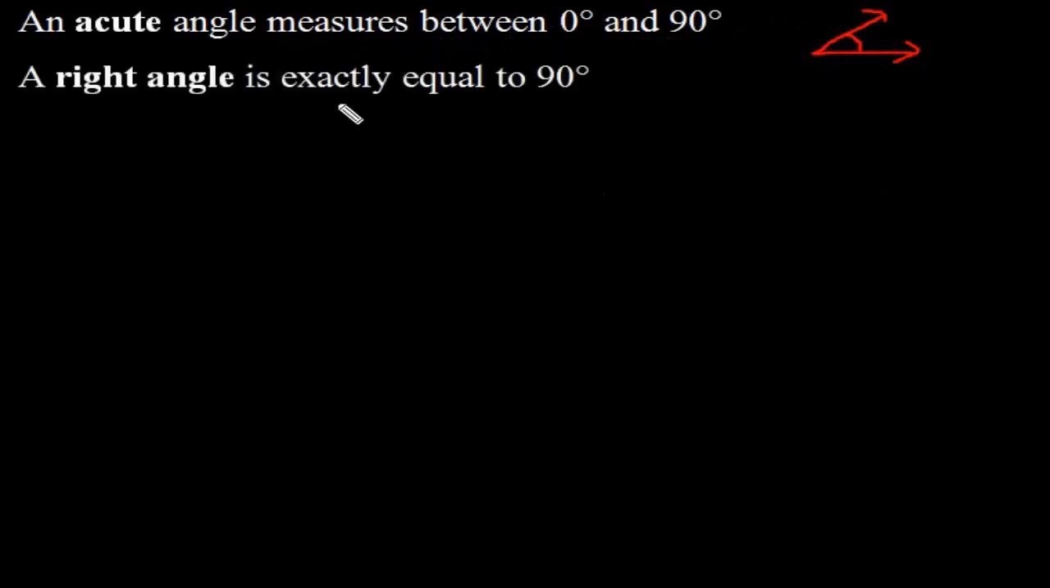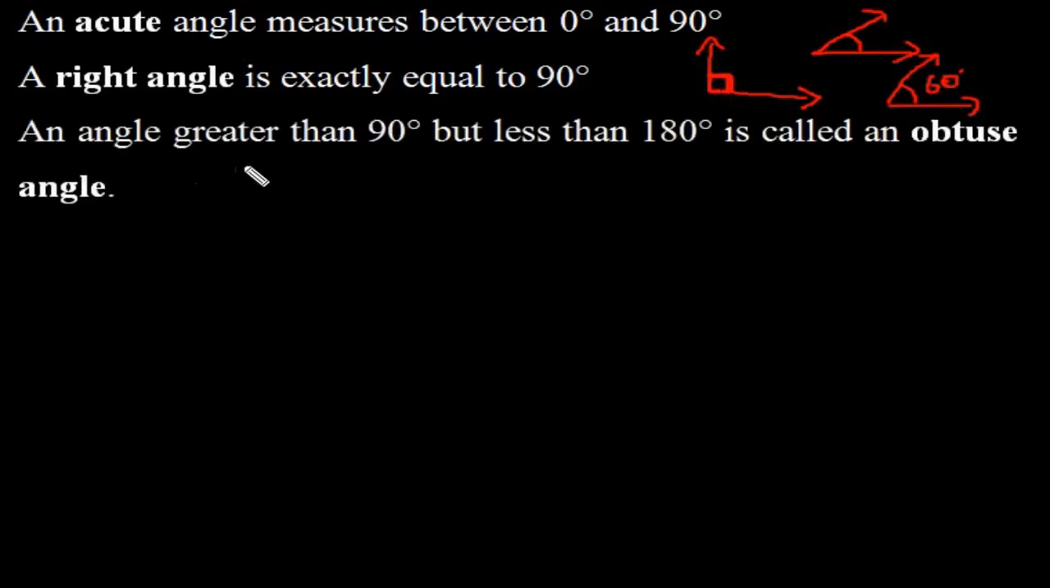Next one is, if an angle is equal to 90 degrees, that is called a right angle. A right angle is exactly equal to 90 degrees. For 90 degrees we use this symbol. Usually when we mark an angle, we write it as 60 degrees, 45 degrees like this. But for 90 degrees, it's enough to put a square form near this angle.